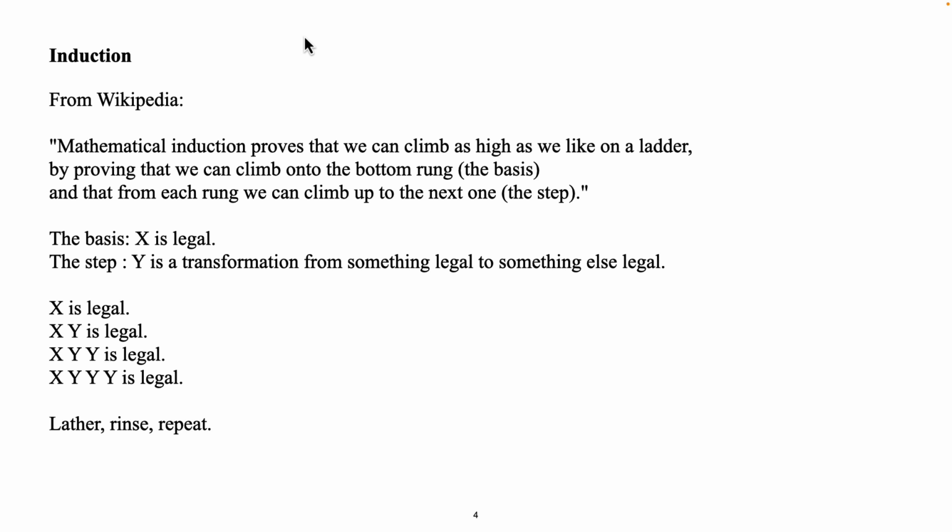We will utilize mathematical induction. The basis step is to start with something that's legal, X. The inductive step is to jump from something legal to something else legal, in other words, a legal transformation. So if you start with something legal and make one legal transformation, the result is legal. 2, 3, N legal transformations, the result is legal. So it's legal at every stage of the process.